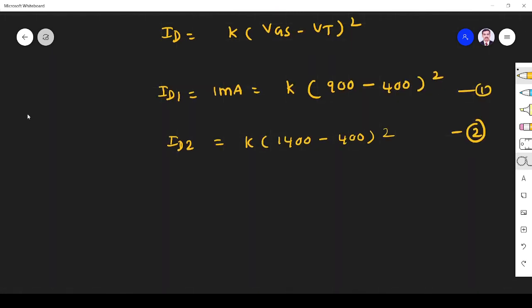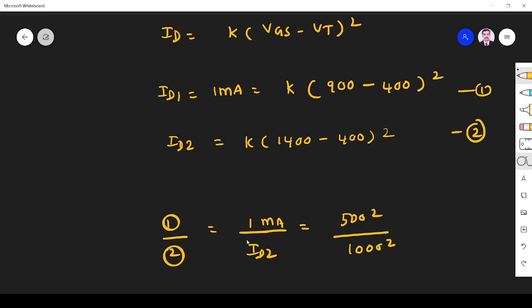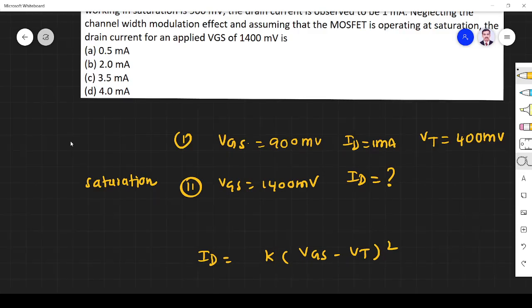Divide 1 by 2. 1 milliamp by ID2 is equal to, K will be cancelled, 500 square in the numerator and 1000 square in the denominator. If you simplify, what you get is ID2 equal to 4 milliamps. So the answer is option B.